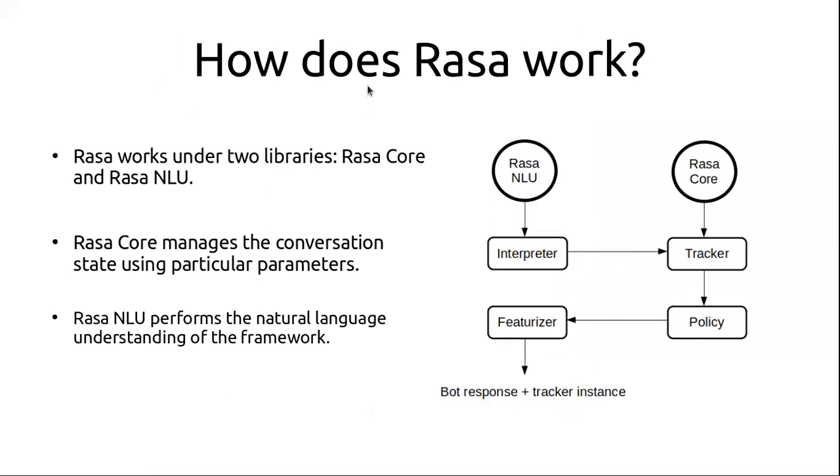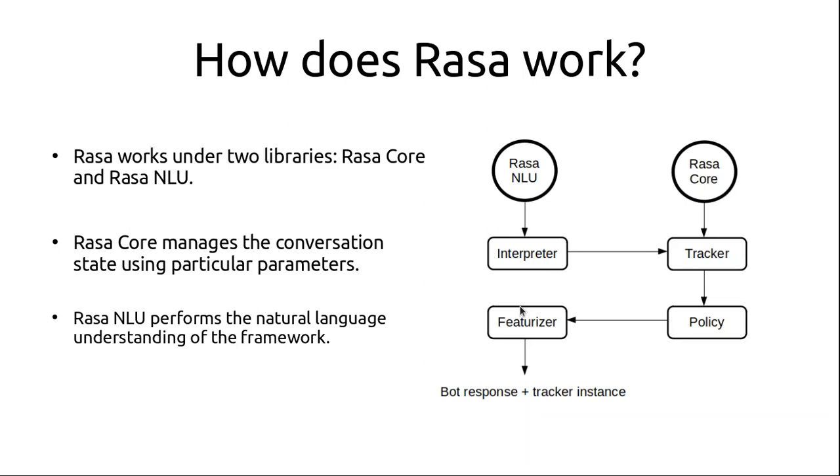As you know, in the background, Rasa has two libraries that it operates with. We have Rasa NLU and Rasa Core. Rasa NLU performs the natural language understanding of the framework, while Rasa Core is the engine of the framework. It executes the action needed to send the appropriate message to the user.